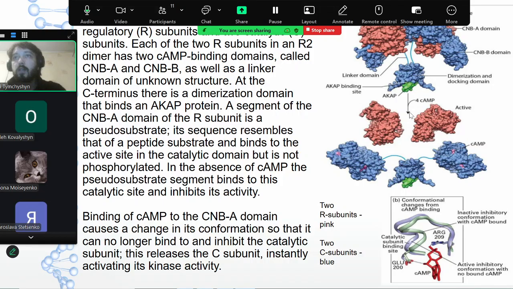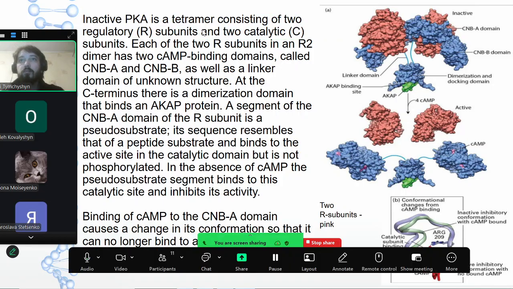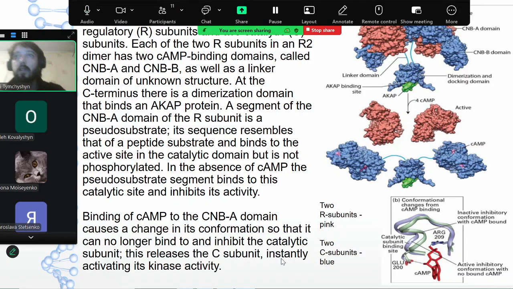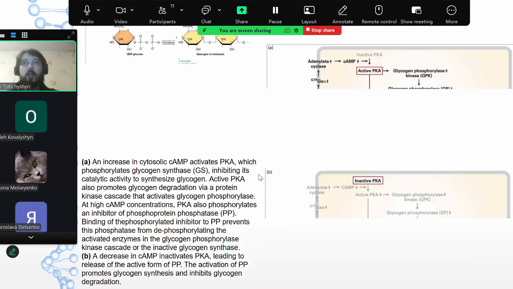Good. So here you see this example. So how that looks like. You have the inactive protein. You have binding of cAMP. And here you have the activated C subunit, so the activated catalytic subunit. And here is an example of a closer look, how cAMP is bound inside and changes the conformation of the protein.